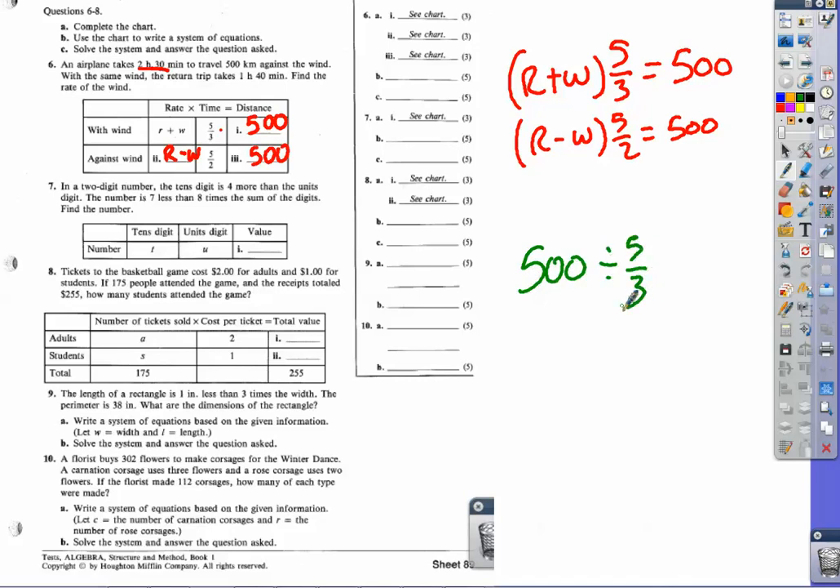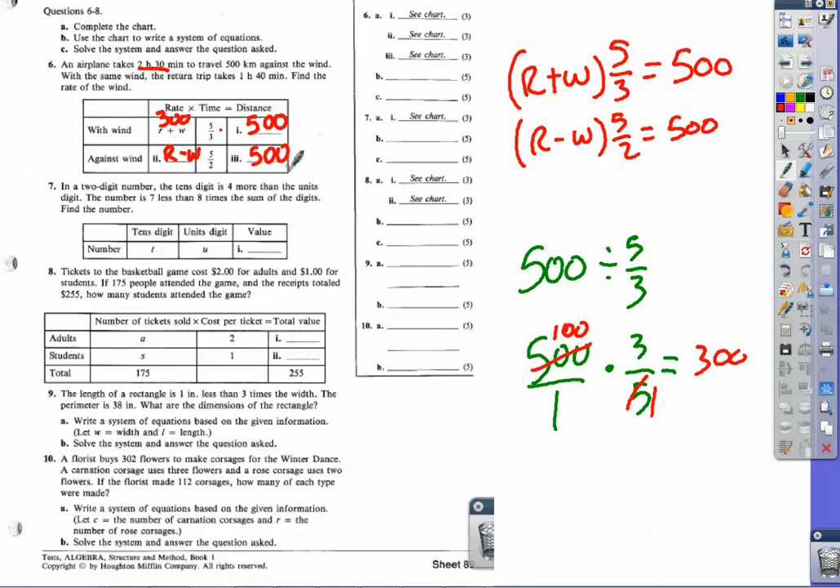When you divide by a fraction, you have to take the reciprocal and multiply. And so let's cross-reduce first. Does 5 go into 500? Well, it does 100 times. 5 goes into 5 once. 100 times 3 is 300. 1 times 1 is 1. So I know that the rate with the wind, the plane's going to go 300 kilometers per hour.